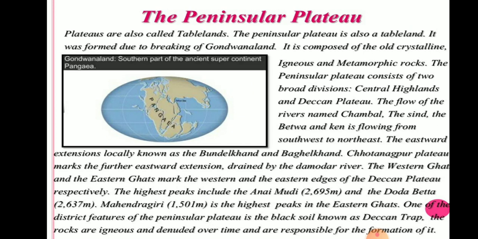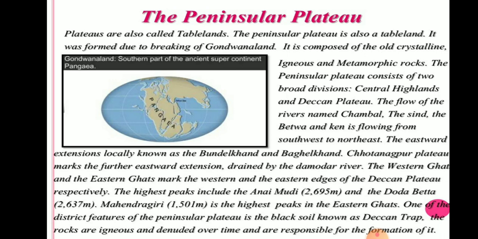Next, we move on to the third important physical feature of India, that is the Peninsular Plateau. Plateaus are also called tablelands, and the Peninsular Plateau is also a tableland. It was formed due to the breaking of Gondwana. How was this Peninsular Plateau of India formed?